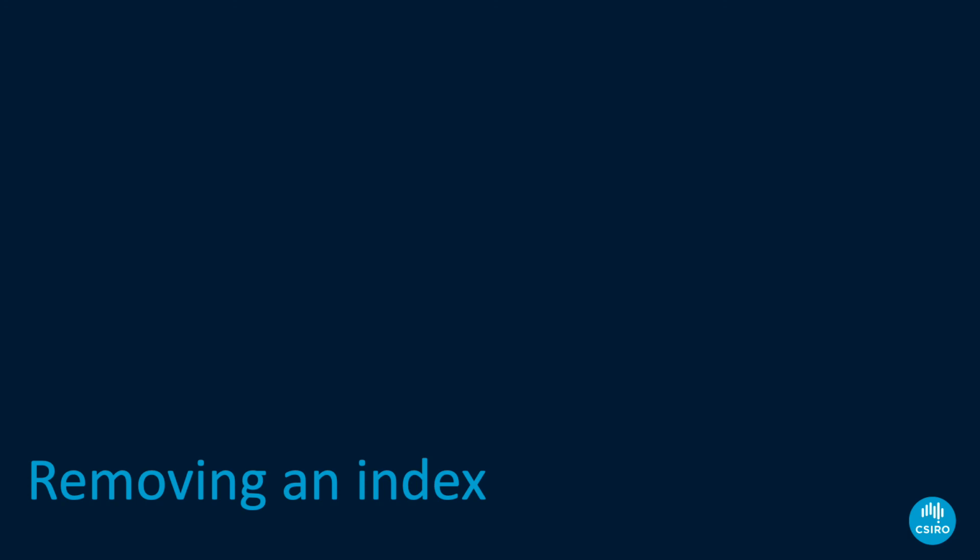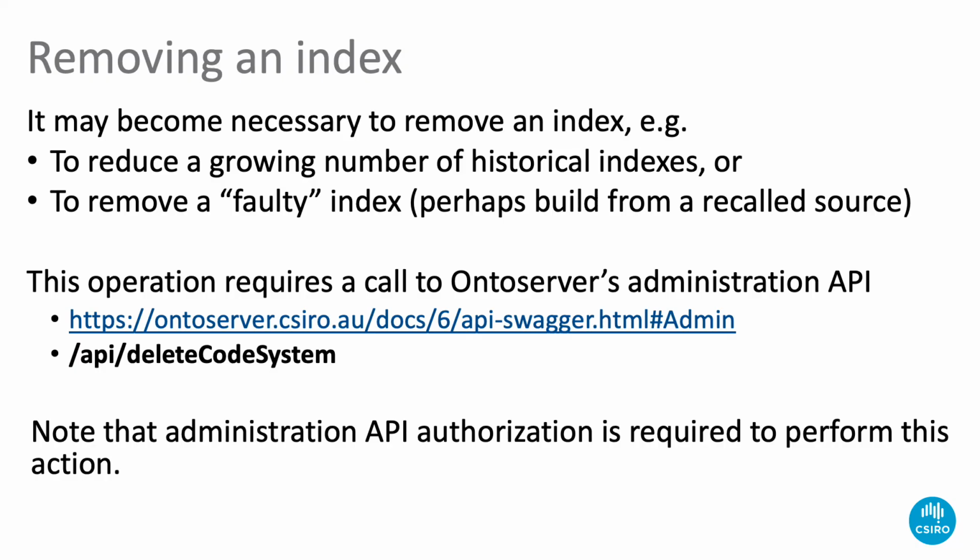Finally, we'll discuss removing an index. It may be necessary to remove an index from an OntoServer instance for a number of reasons. For example, the instance may have a large number of historical versions of SNOMED CT editions on it, and to reduce its storage requirement, old unnecessary indexes may be removed. It is also possible that an installed index was built from a version of SNOMED CT or LOINC that has since been recalled and needs to be removed to prevent its use.